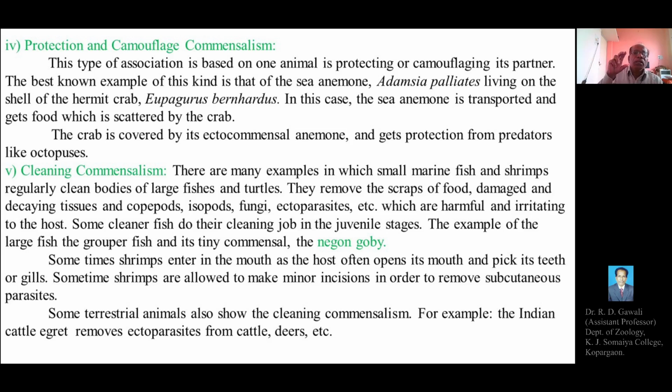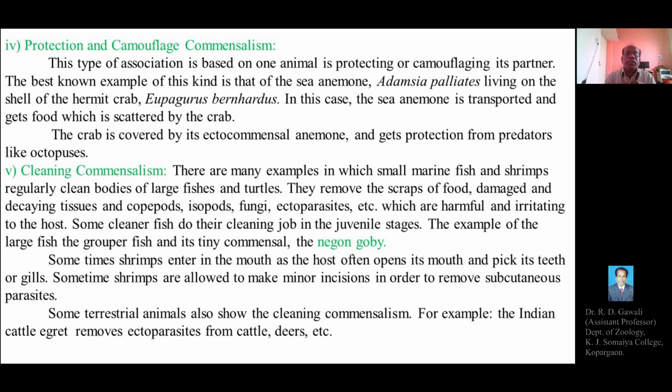Sometimes the shrimps enter the mouth of their host fish and pick its teeth or gills, means removing the dust or dirt or other components which are entangled in the teeth or the gills of the host fish.